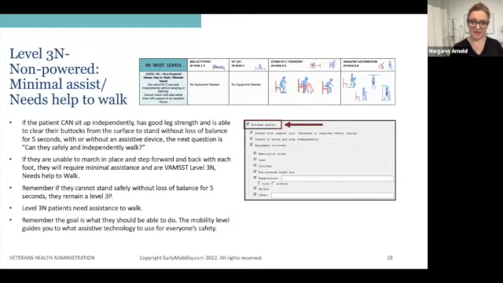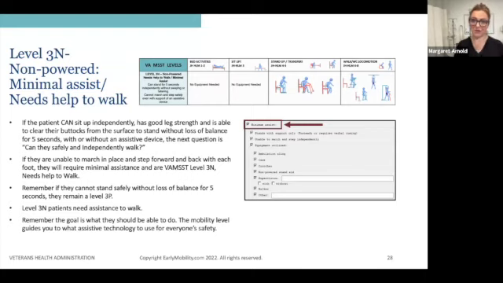Level 3N, this is a person who can sit up, they've got good leg strength, they can stand, but when you go to march and step, they lose their balance. Remember, if they cannot stand safely without loss of balance for 5 seconds, they're going to remain a 3P. Level 3N patients can stand, but they need help to walk.